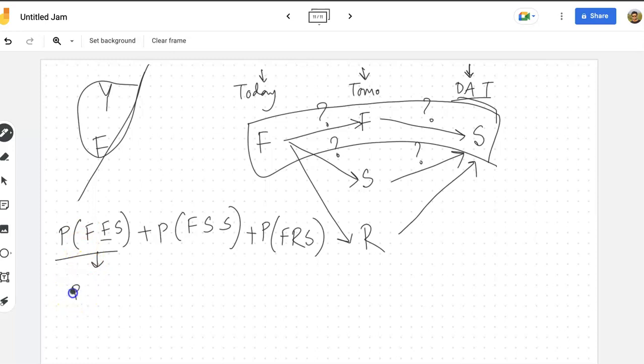Today is foggy, we already know. But what is the probability that tomorrow will be foggy given today is foggy, times the probability that the day after tomorrow will be sunny given tomorrow will be foggy? This is the thing. You're getting that? So this is for tomorrow, this is today, and this is the day after tomorrow.